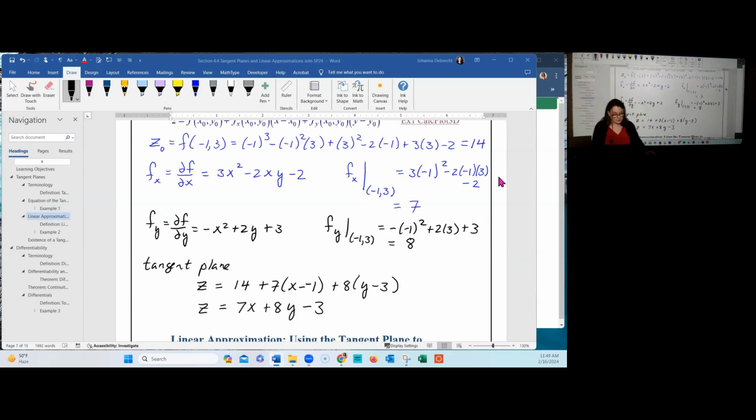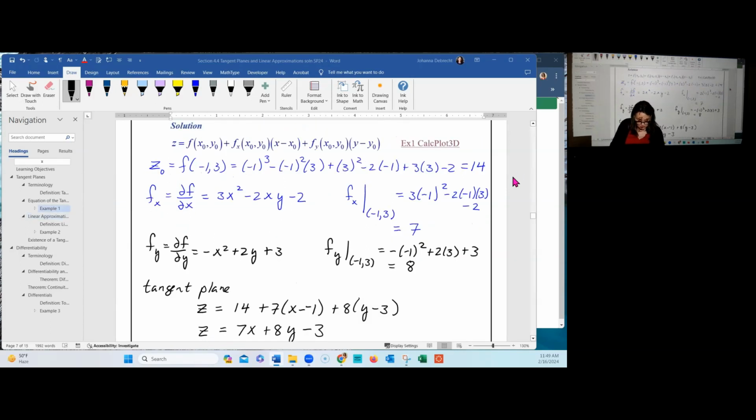and we substitute it into our equation formula. Let me scroll it down just a hair, which is up here in dark blue. This gives us 14 plus 7 times the quantity x minus negative 1, or x plus 1, plus 8 times the quantity y minus 3. When you multiply it out, you get z equals 7x plus 8y minus 3. At the point where we have negative 1, 3, 14, this tangent plane barely skims the surface of this three-dimensional surface.